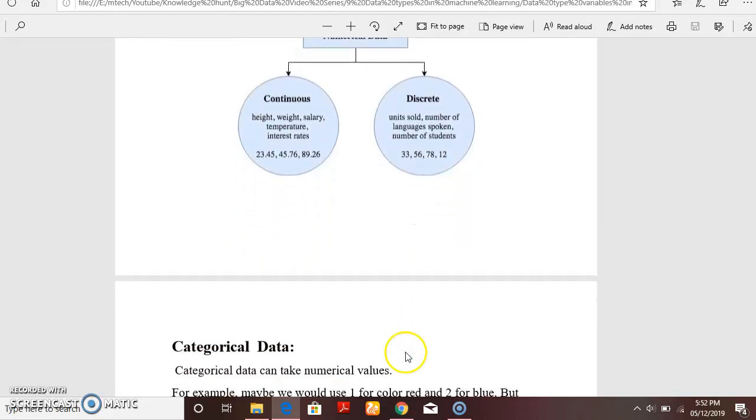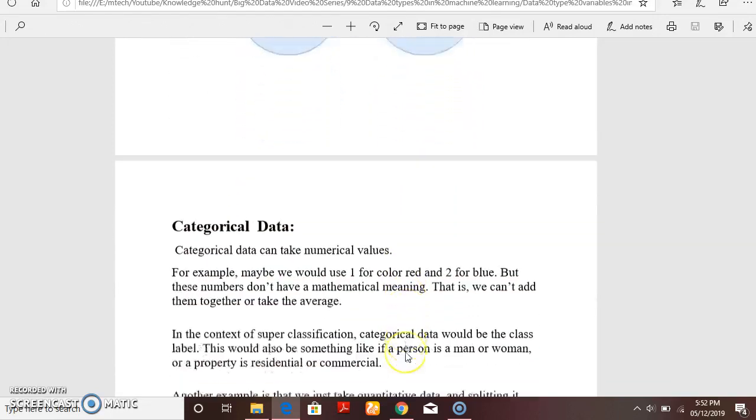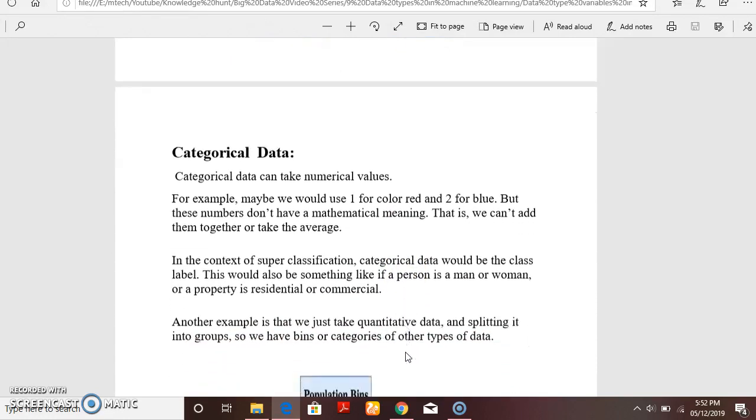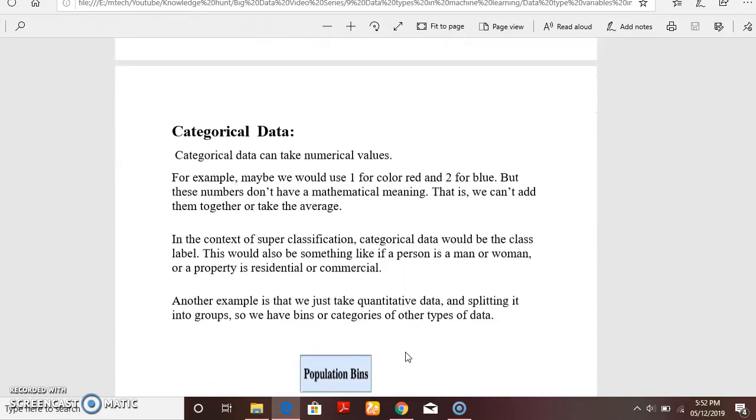The next type is categorical data. I hope everyone is understanding numerical data. So categorical data doesn't take numeric values. Maybe we would use 1 for color red and 2 for blue, but these don't have any mathematical meaning, because they are only denoting the colors of the particular object.